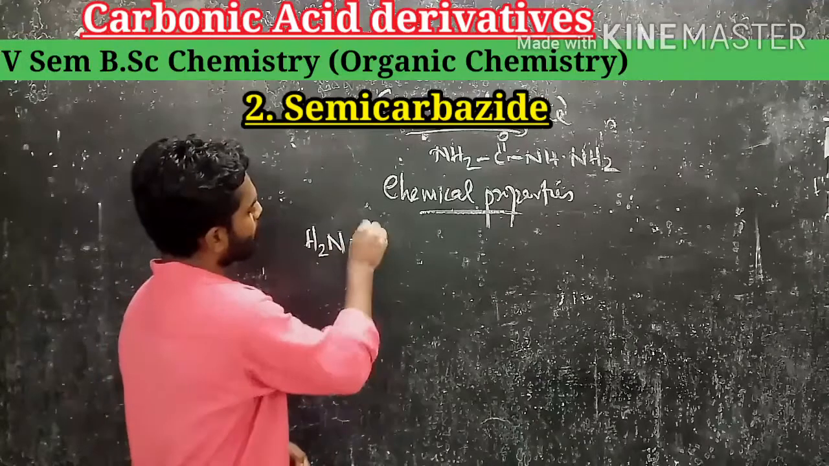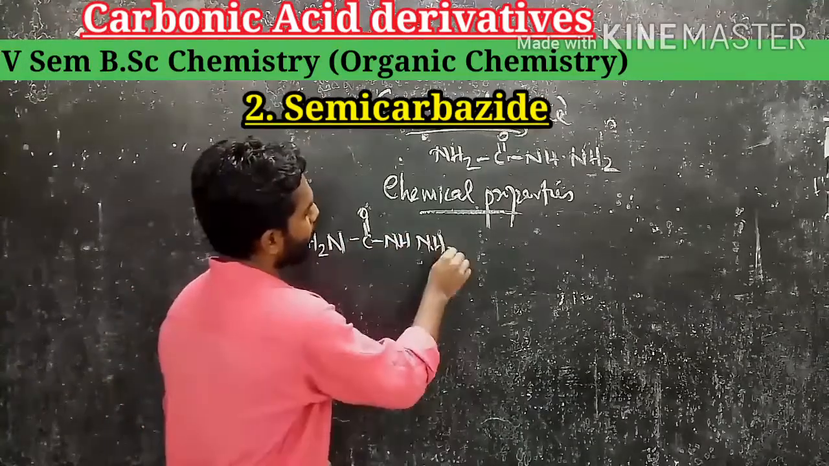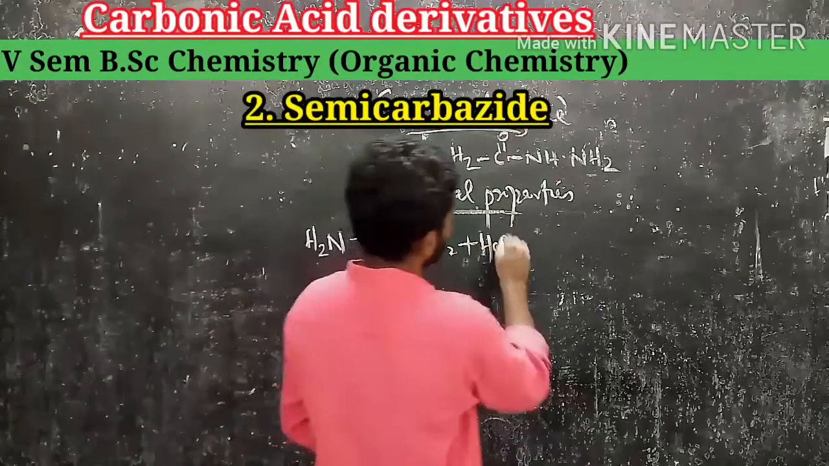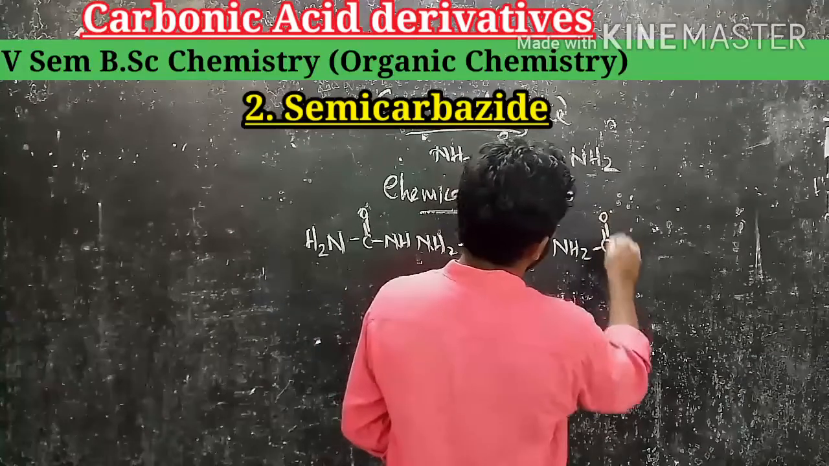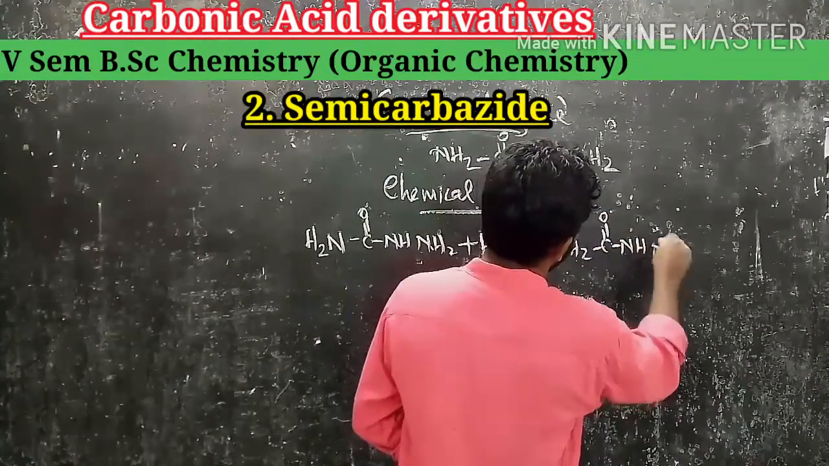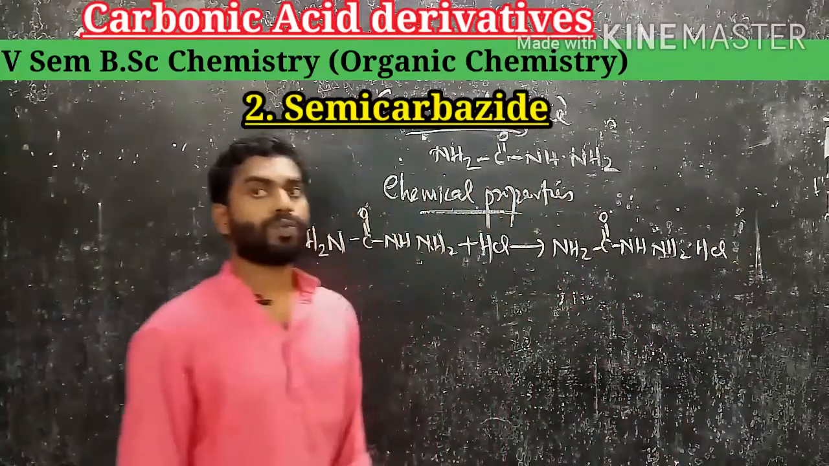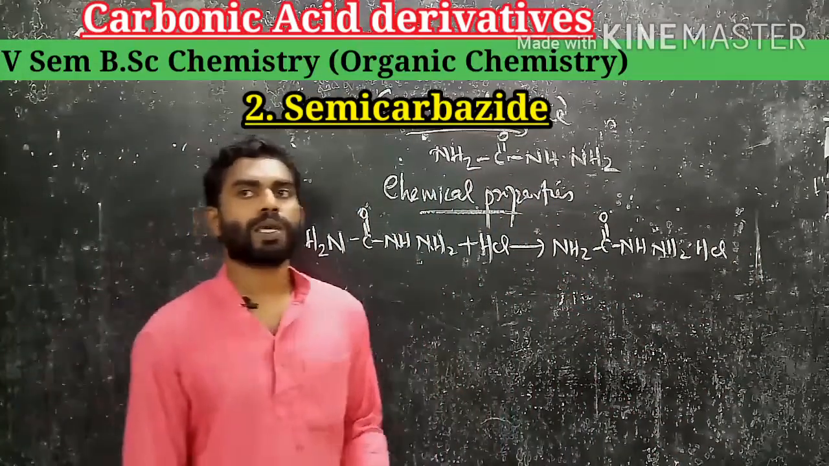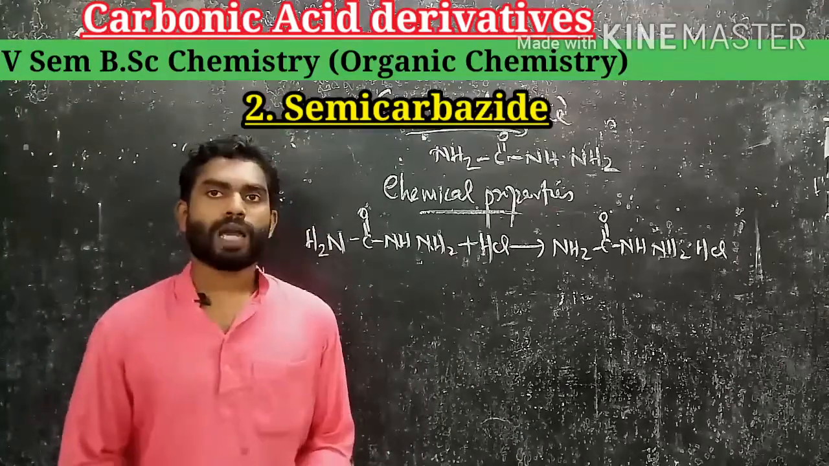H2N CO NH NH2 plus HCl gives NH2 CO NH NH2 HCl. This is the hydrochloride of semicarbazide, semicarbazide hydrochloride. Then, reaction with carbonyl compounds.